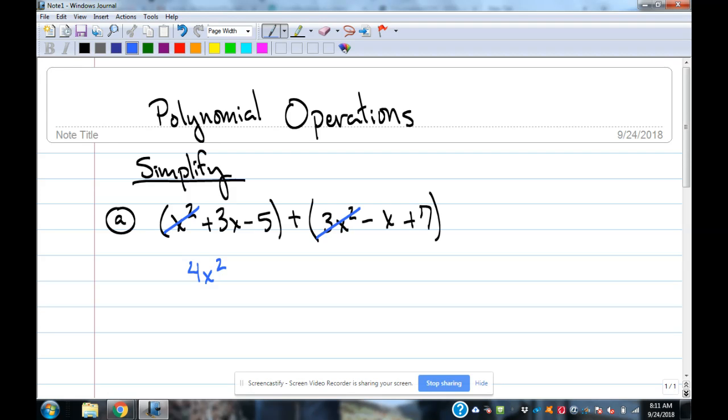Then we have a 3x. What's like 3x? Negative x. I'm doing positive 3x plus negative 1x, positive 2x. So those are done. And then we have negative 5 plus positive 7, plus 2. And you've added 2 polynomials. We've been adding polynomials for a long time. We just didn't call it polynomials. We called it putting like terms together.